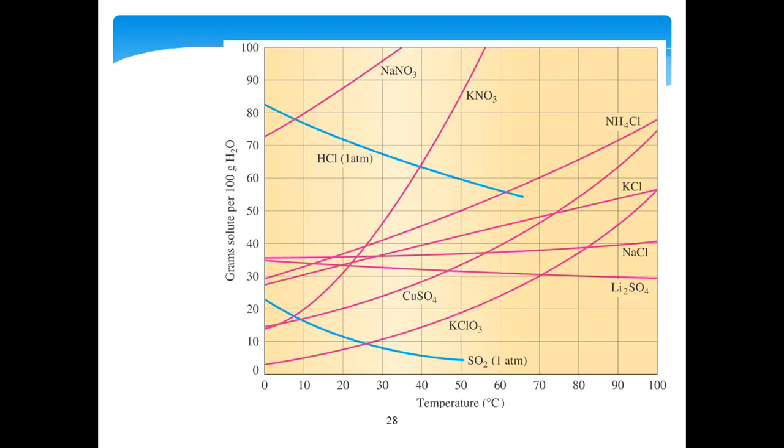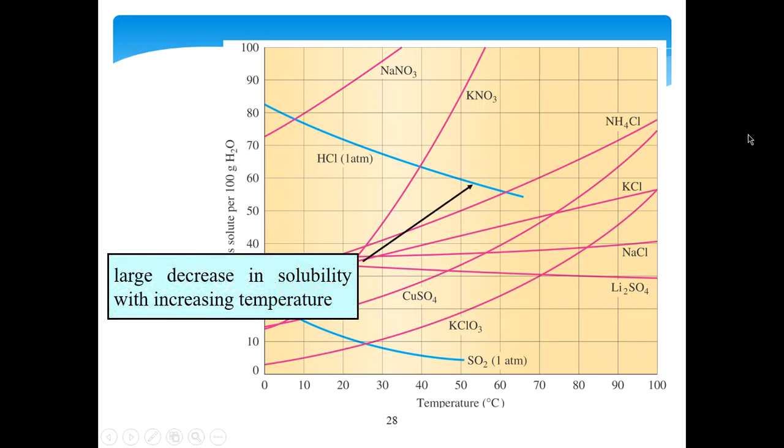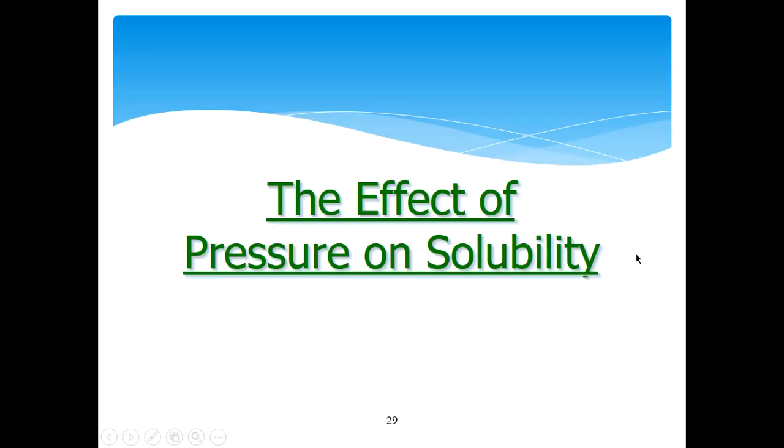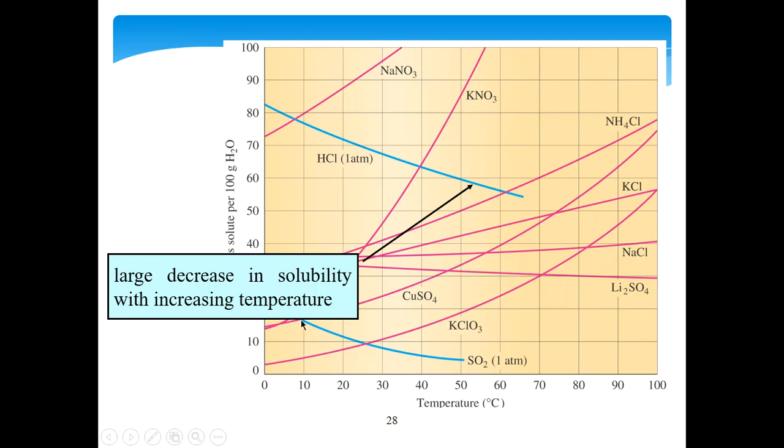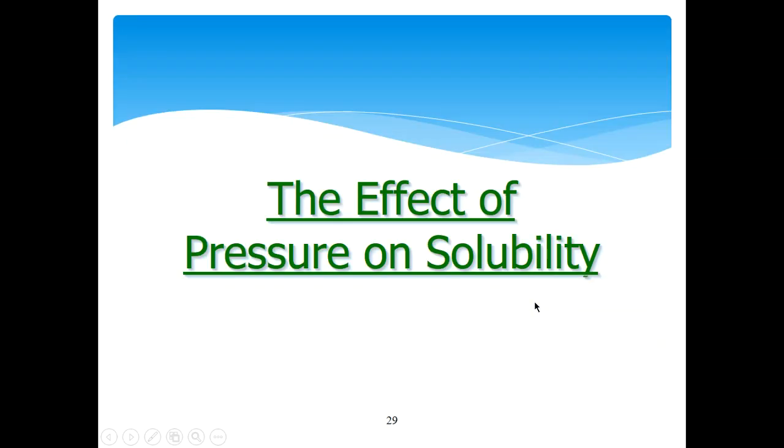All right. And there are two curves which demonstrate this in this diagram that we saw earlier. If you look at the one for hydrogen chloride at 1 atmosphere, you see clearly that there's a solubility decrease when the temperature increases. And the same is true for sulfur dioxide, as you can see down here. All right. Okay. So that's basically the effect of temperature on the solubility.